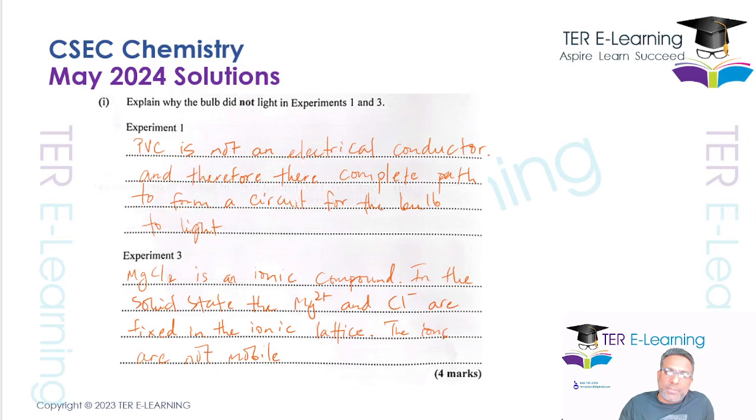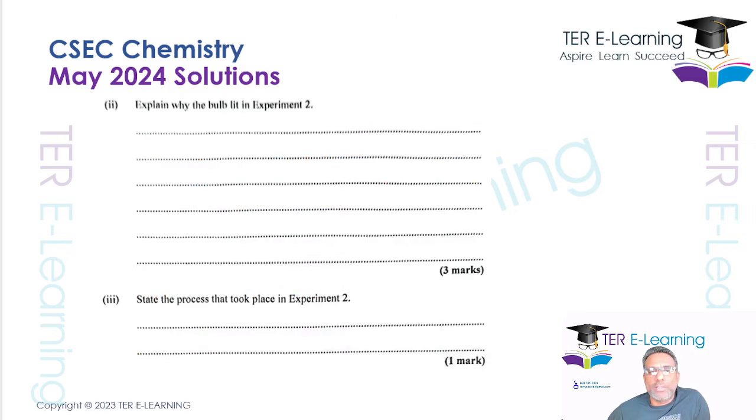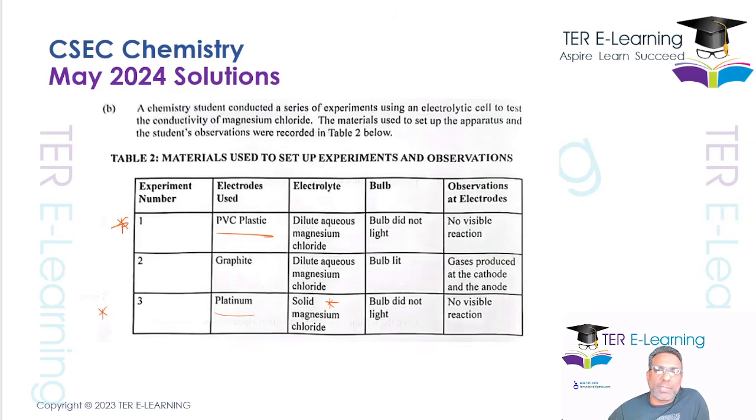Right, so that's part 1. Explain why the bulb lit in experiment 2. So let's go back to experiment 2 here now. What's happening in experiment 2? Right, so we have graphite. Graphite is a conductor. Dilute aqueous magnesium chloride is a conductor as well, right? And the bulb lights. So what is going to happen here?